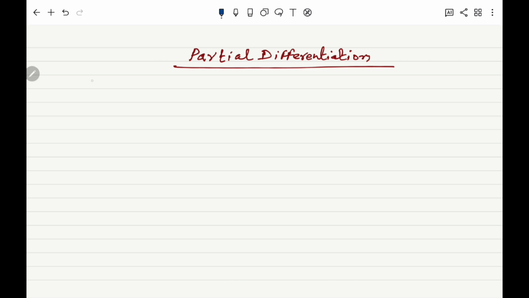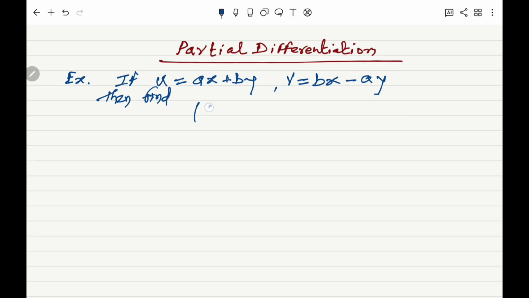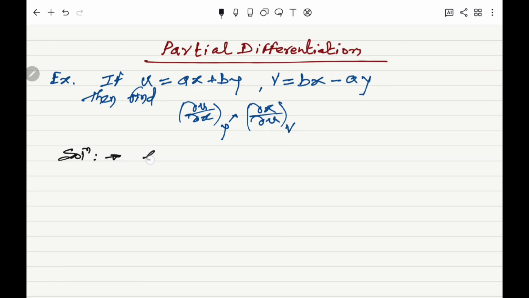Let us solve the problem. If u is equal to ax plus by and v is equal to bx minus ay, then find the value of dou u by dou x keeping y constant, multiplied by dou x by dou u keeping v constant. Here the given functions are u is equal to ax plus by and v is equal to bx minus ay.